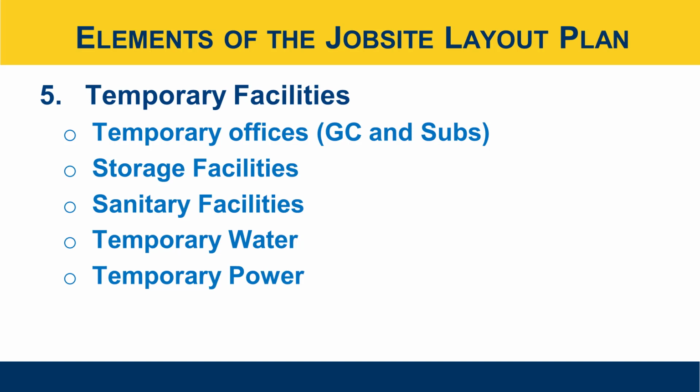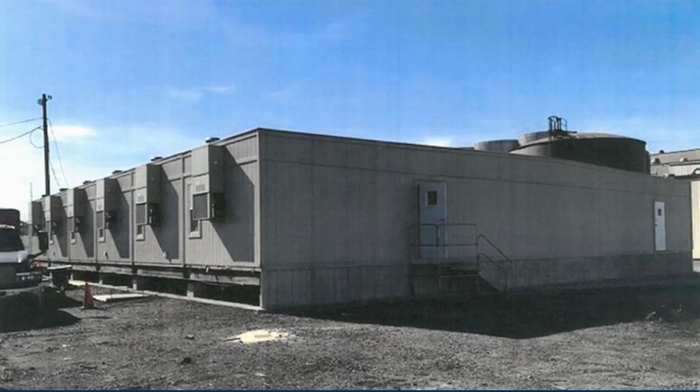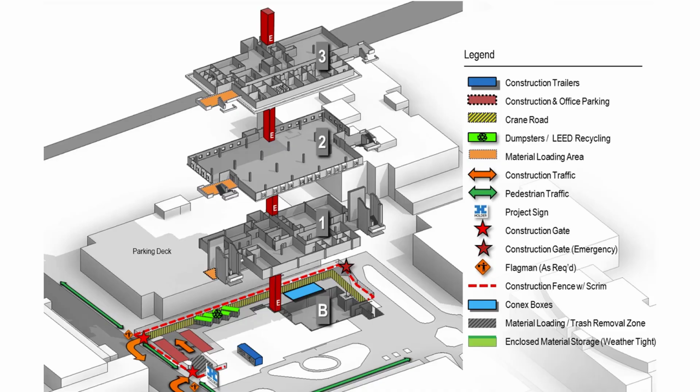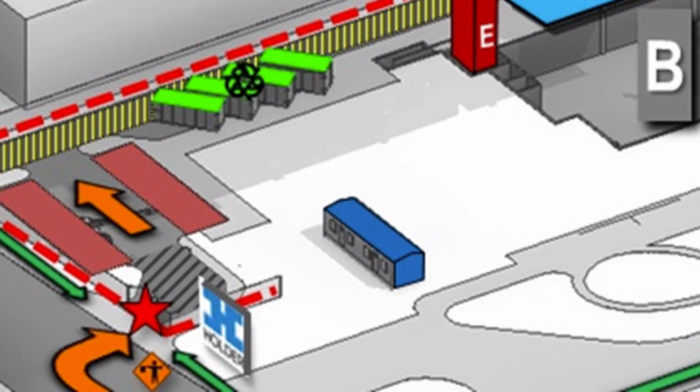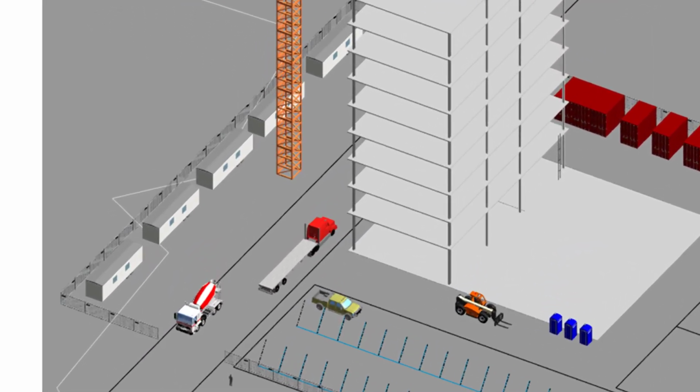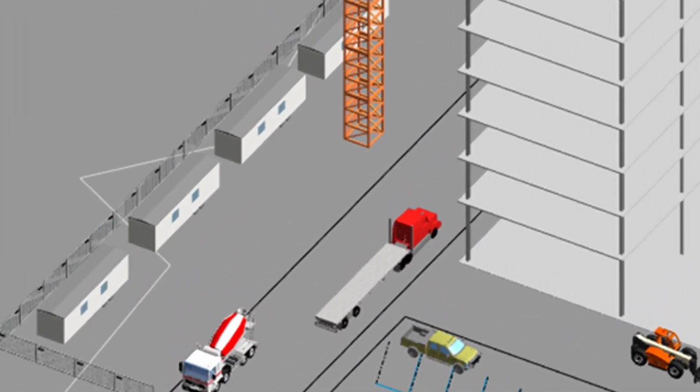Number 5 is temporary facilities. Now, we already kind of mentioned these a little bit when we were talking about space allocation, but in more detail, temporary facilities are your temporary offices for the GC and for the subcontractor. And we don't just say, okay, well, that's our job site office. It's that big, we put it here for every single job. No, sometimes we have big jobs where we might have multiple job site trailers all put together. It might be a complex, it might be a compound.